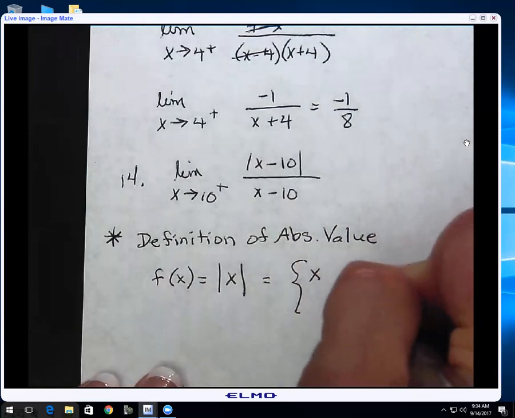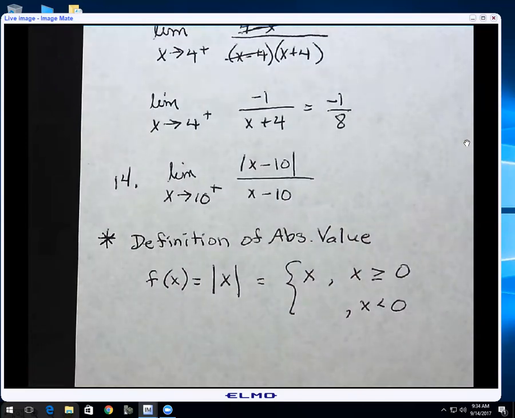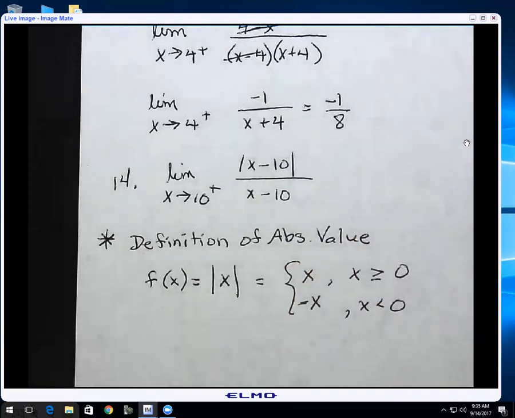But if you put in a negative number, what do you get out? Not the very same thing that you put in, but the opposite of what you put in. That's the definition of what absolute value means. This piecewise function, this is the restricted domain. As long as you put in a number that's positive or 0, you get out the same thing you put in. But if you put in a negative, you get out the opposite of what you put in. Definition of absolute value. So I'm looking back at number 14.